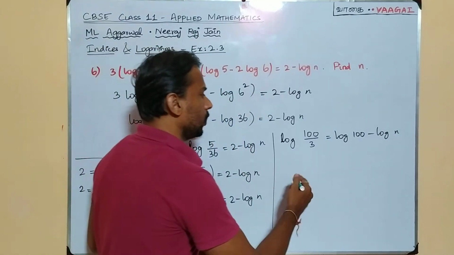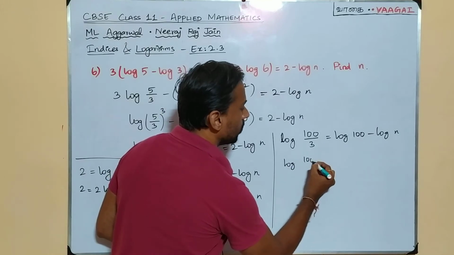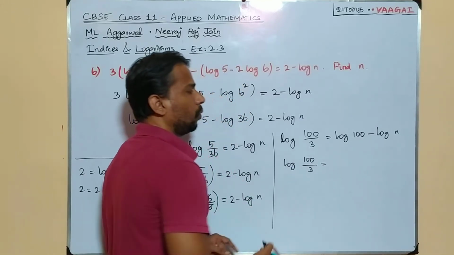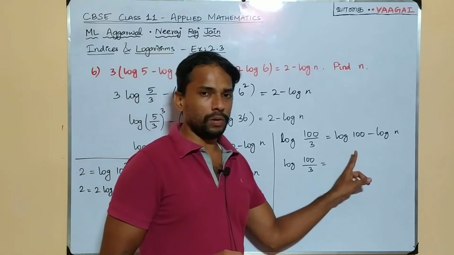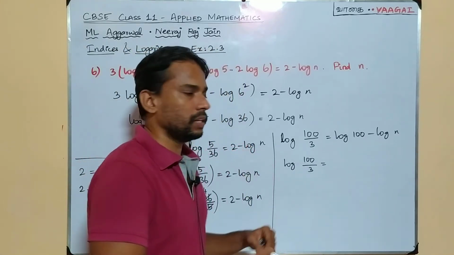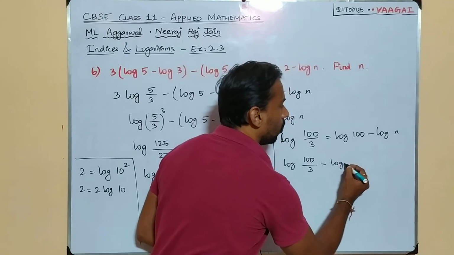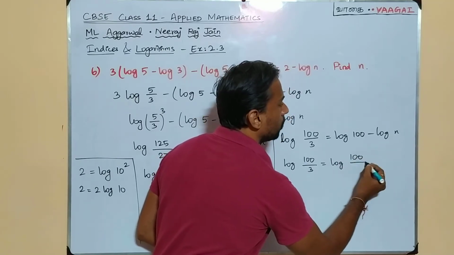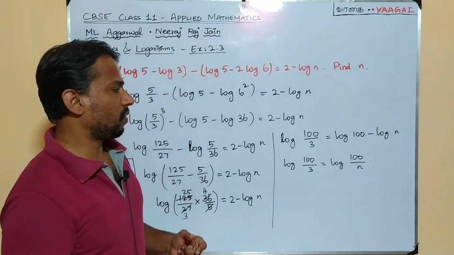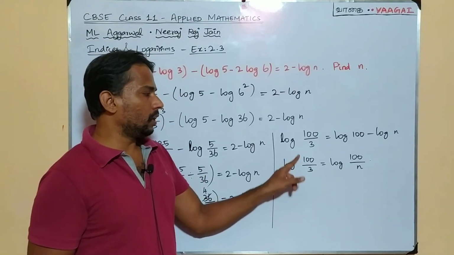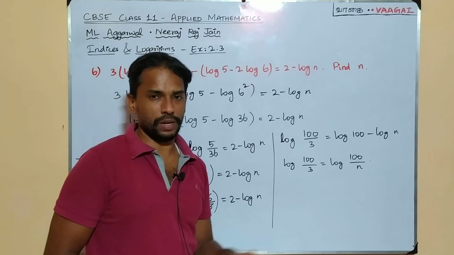Yes, done. Continue with log of 100 by 3 is equal to, now what about the right hand side? Right hand side, again we got a form log a minus log b. That means here I can do log of a by b, that is 100 by n. I can very well do this, right? So finally we got log of 100 by 3 is equal to log of 100 by n.